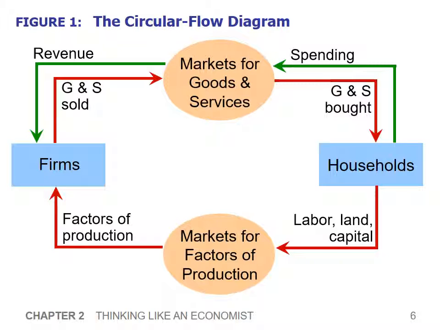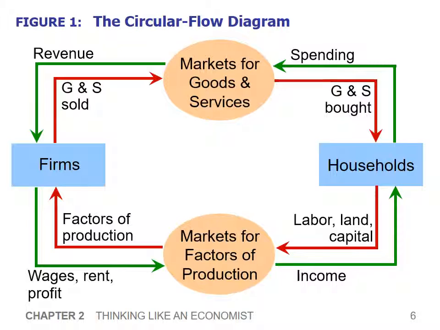Now, households not only buy stuff from the firms, they also sell or rent things to firms. They rent their labor, land, and capital. Firms, on the other hand, are buyers in this market. They buy or rent these resources from households. In turn, firms pay households wages, rents, and profits. And these wages, rents, and profits become the income of households.